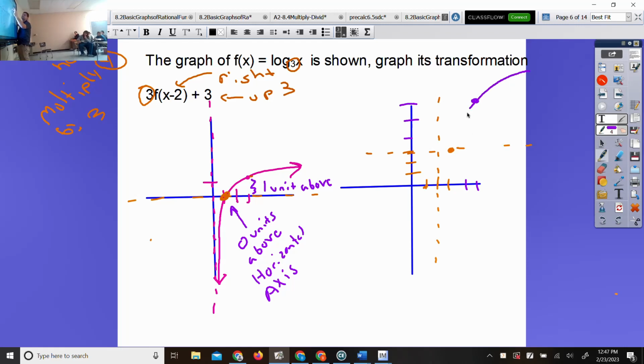I know that's rough for some kids. I get it. I do get it. But that's the easiest way I know to do a transformation.